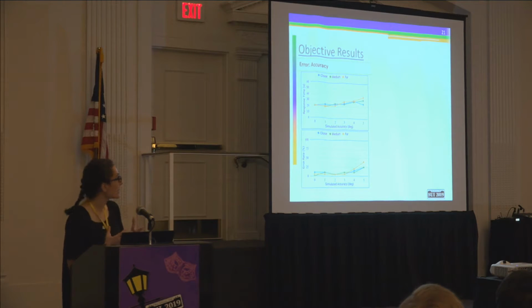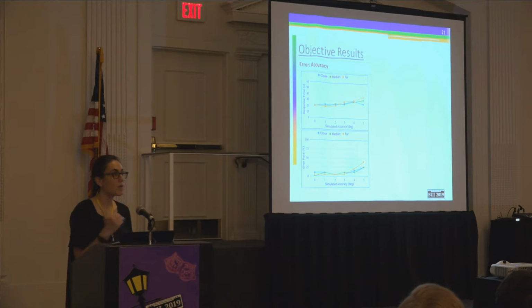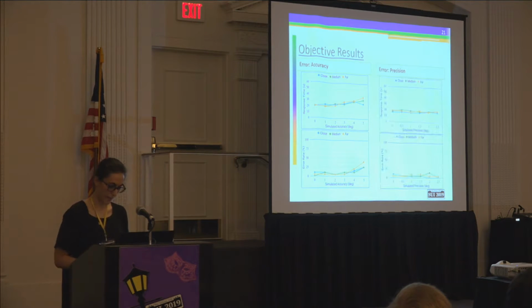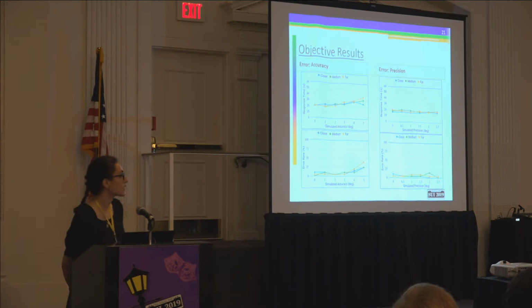And for looking at errors in accuracy, we noticed interestingly that as we increased the error level, participants' response time and error rate started increasing. And at some point around 3 degrees, we actually started seeing an objective drop in performance. For errors in precision, we didn't really see any objective drop in performance. As you can see, as the error levels increased, participant performance maintained basically the way they started.